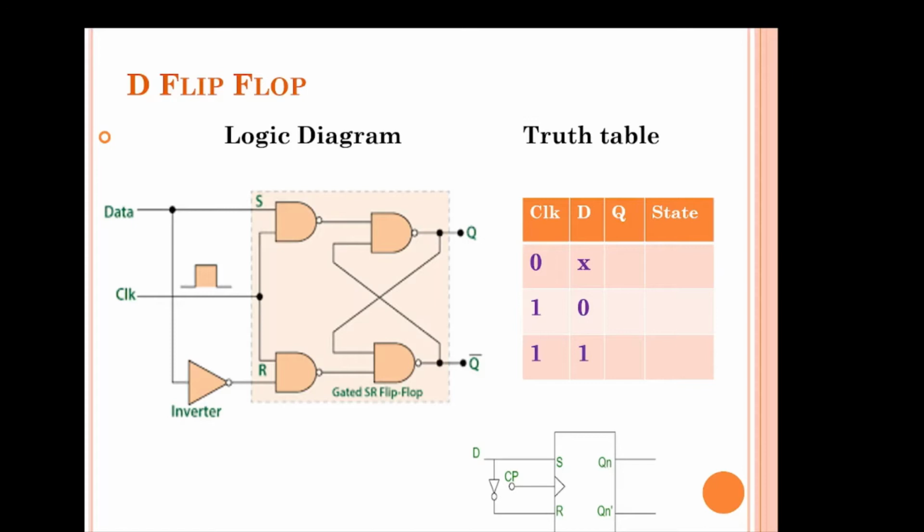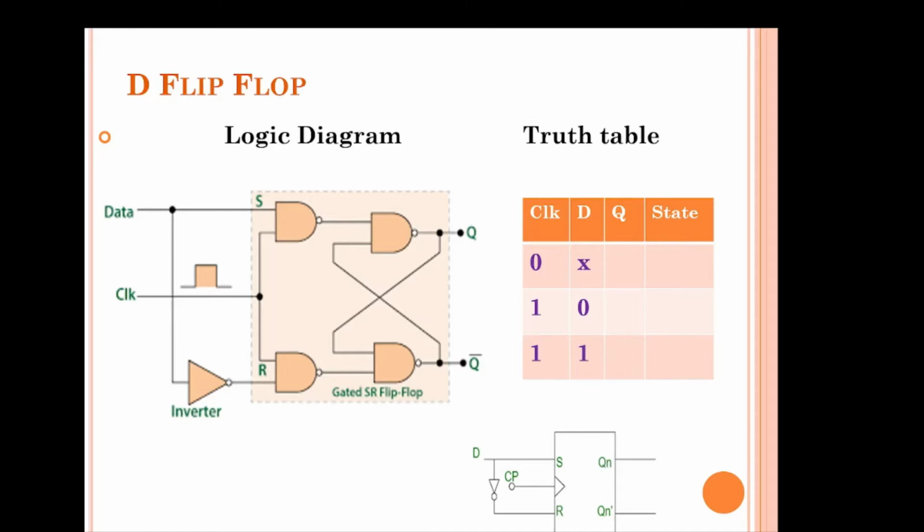Then if S is equal to 0 and R is equal to 1, then the output is 0. If S is 1 and R is 0, then the output is 1. And for 1, 1, meaning S is 1 and R is 1, the output goes into the not allowed state, and that is a forbidden state in the SR flip-flop.